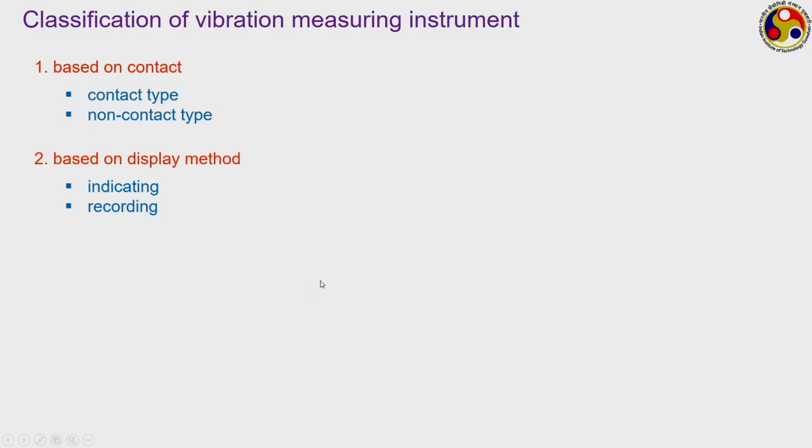Another type of classification can be based upon the display method. As the name suggests, indicating means where we are interested to get the reading directly on some kind of screen. Generally, we use indicating type of instruments when we are not interested in continuous monitoring, rather just one odd occurrence or just for a very brief instant of time we are interested to know the oscillation amplitude or vibration amplitude and acceleration, and then we go for the indicating kind of instrument.